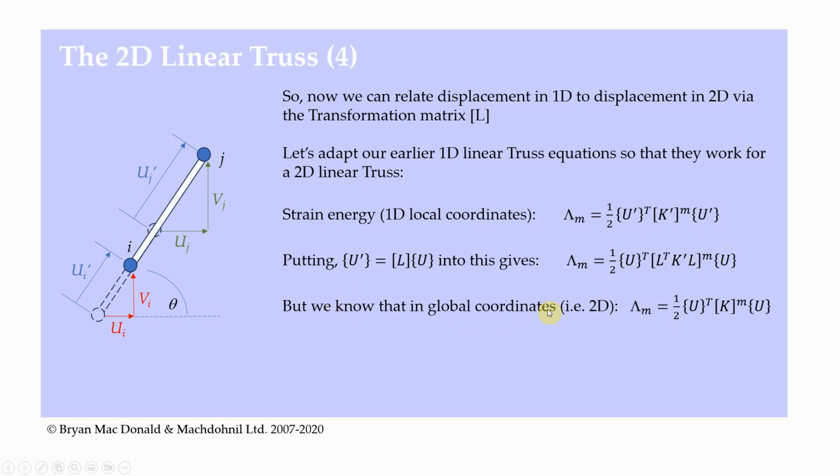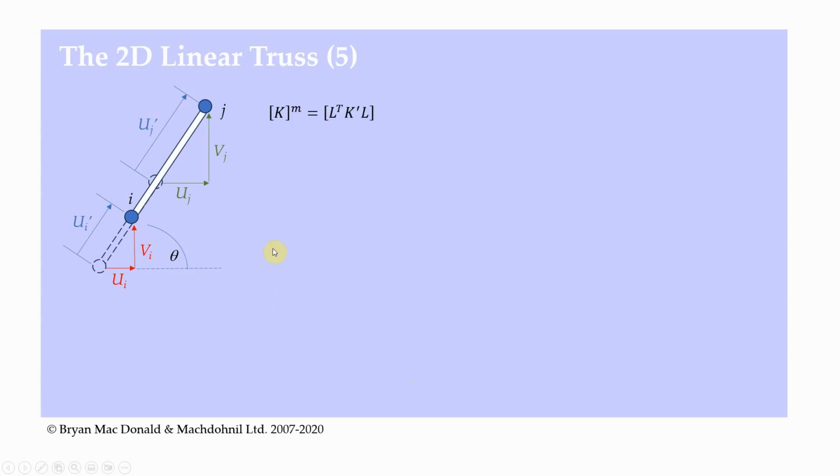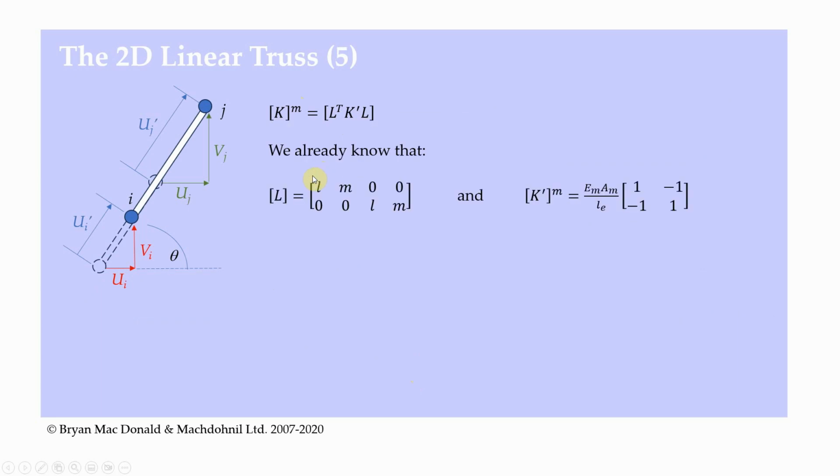But we know that in 2D global coordinates that strain energy is going to be a half u transpose k u. So if we look at both of those, it's kind of obvious that k is equal to L transpose k dash L. So the stiffness matrix in two dimensions is the stiffness matrix in one dimension, k dash, pre and post multiplied by the transformation matrix. We have the transpose of the transformation matrix there to allow us to multiply it in. We already know what L is, and we already know what k dash is from our one-dimensional truss.